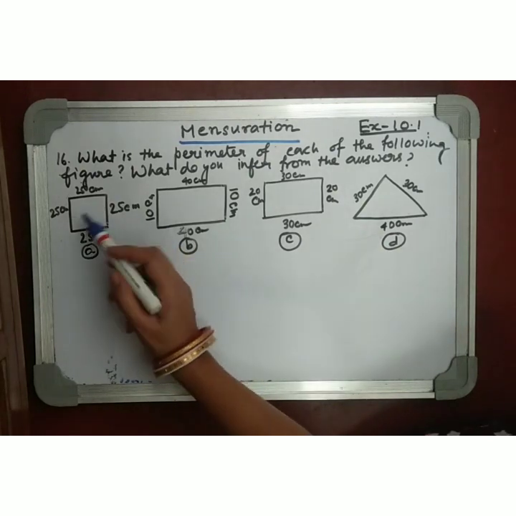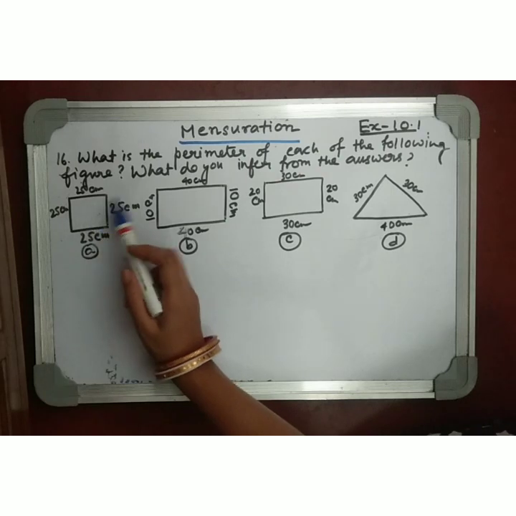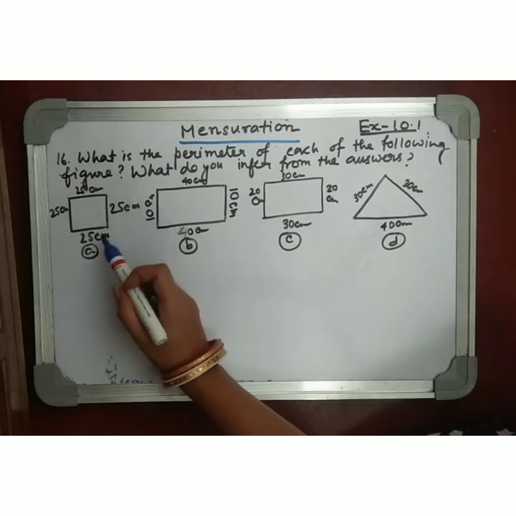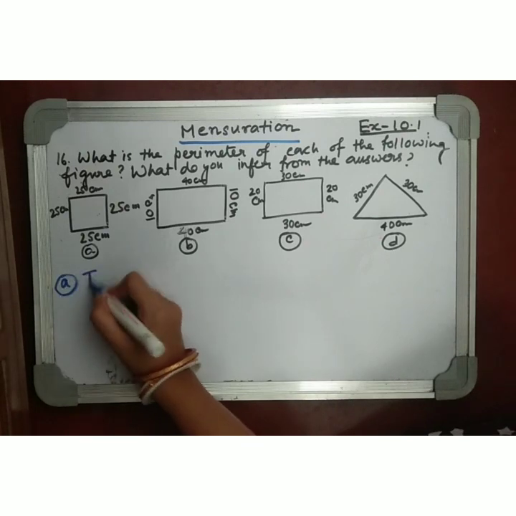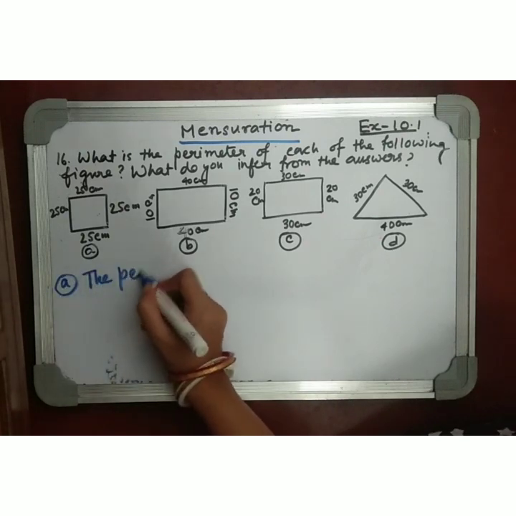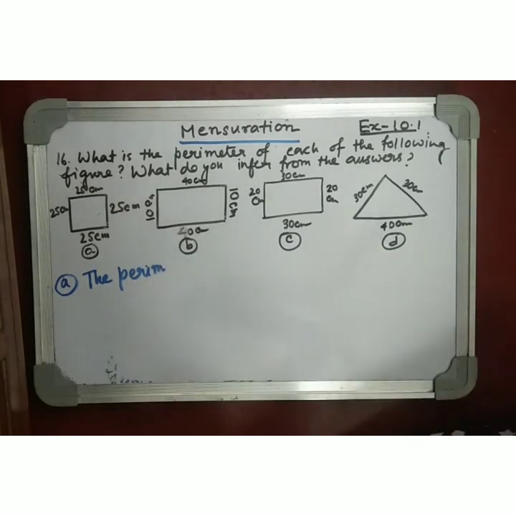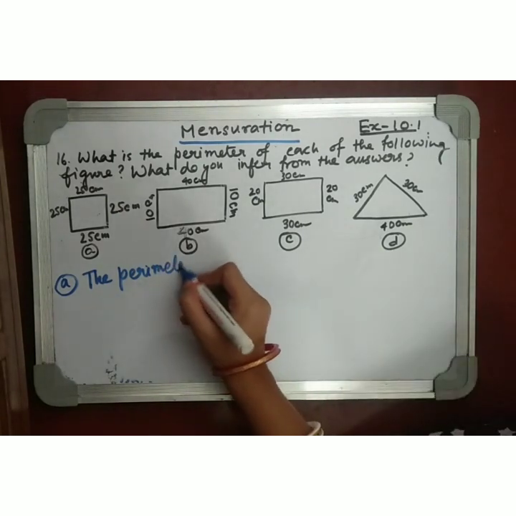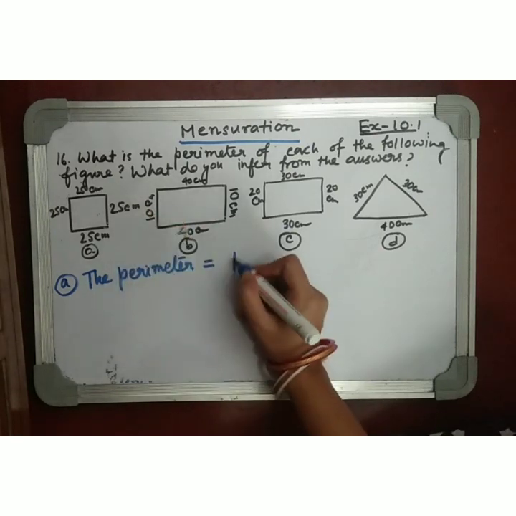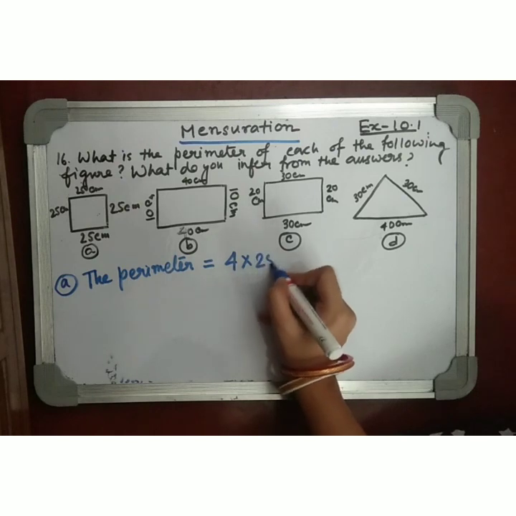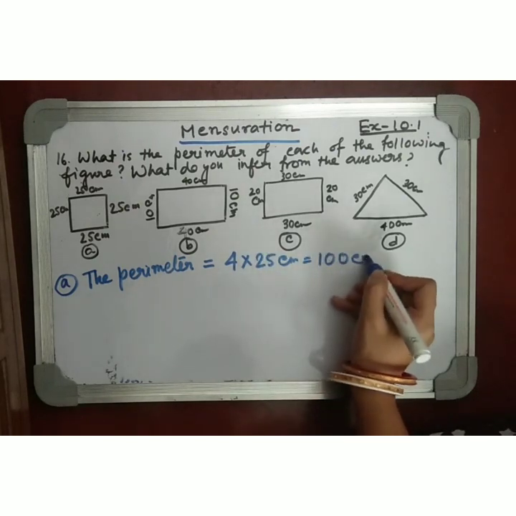So here you can see this is the figure which is having each of its sides 25 centimeter. It means it is a square. Okay, so in case of square, the perimeter is equal to 4 into 25 centimeter, that is 100 centimeter.